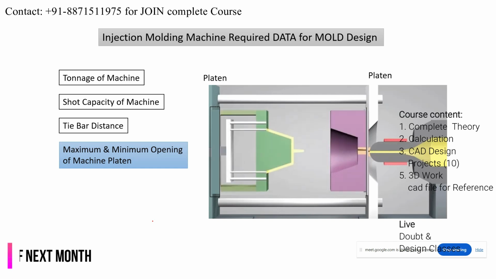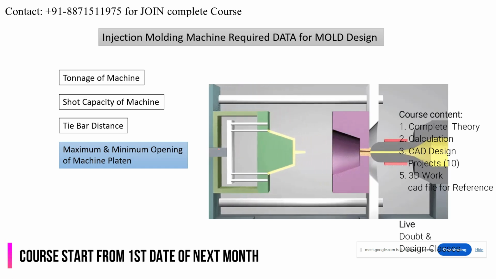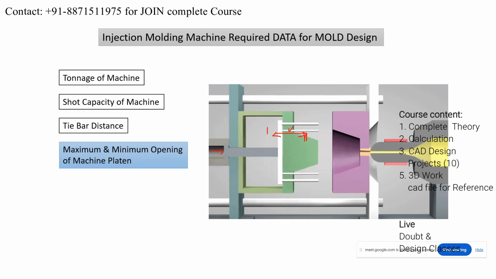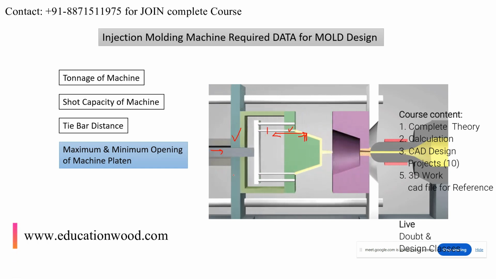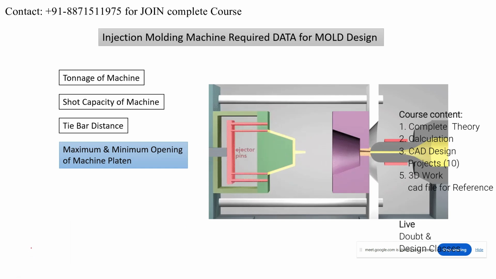For example, this is the mold here. You can see that this is the ejection stroke, which is provided by the molding machine. If I'm talking about this distance, which is the component height, the component height should be less than this stroke. Okay, understood this point?